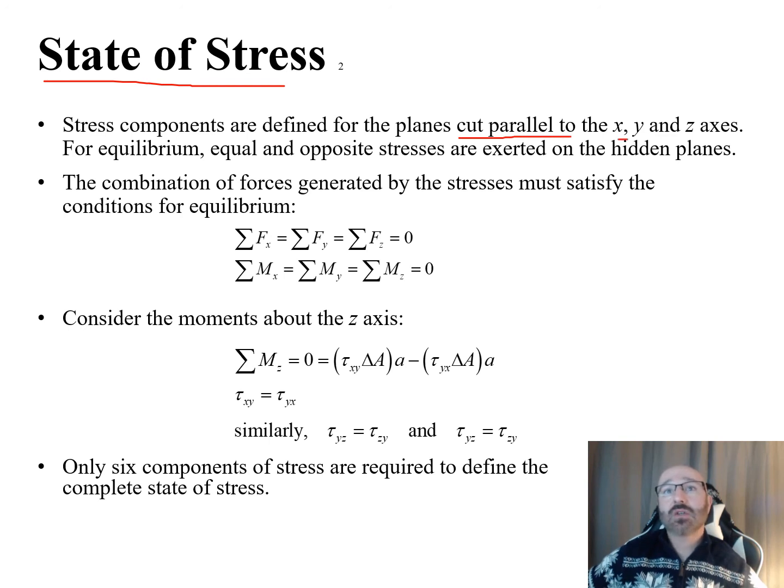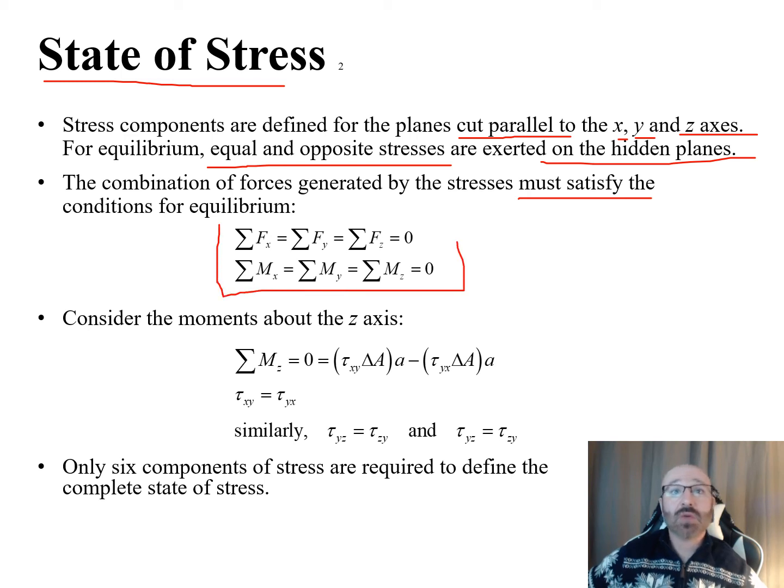Continuing our discussion with the state of stress, these stress components are defined for the planes cut parallel to the x, y, and z axes. For equilibrium, equal and opposite stresses are exerted on the hidden planes. The combination of forces generated by the stresses must satisfy the conditions for equilibrium: the summation of forces in the x, y, and z directions must be equal to 0. Same with our moments: the summation of moments about x, y, and z is equal to 0.